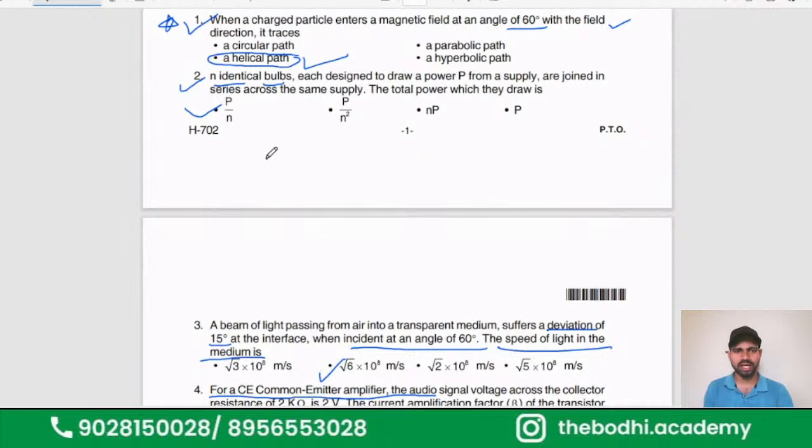It's always helical, like a spring like this. It moves in this way. This is called helical. It moves forward as well as circular, so forward and circular like a spring. It's called helical.